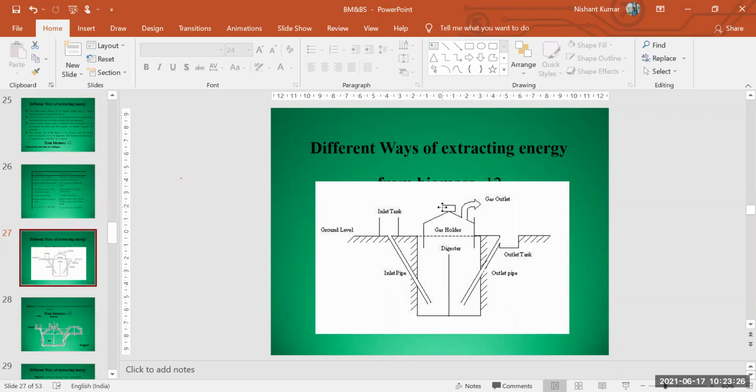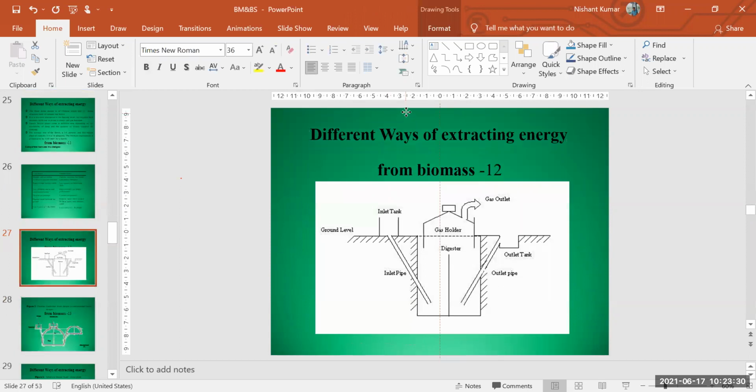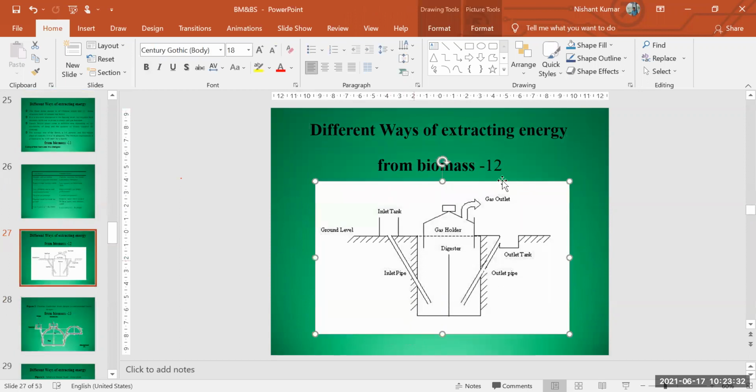This is one of the tanks. See, it is an underground one. This is the ground level. This is a digester, with an inlet tank and an outlet tank, where the gases are being formed and the residues are being held inside. In this digester, this is your gas outlet.